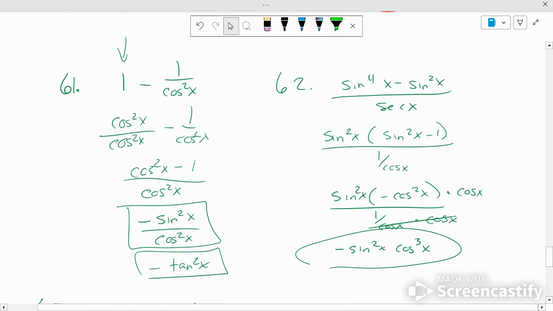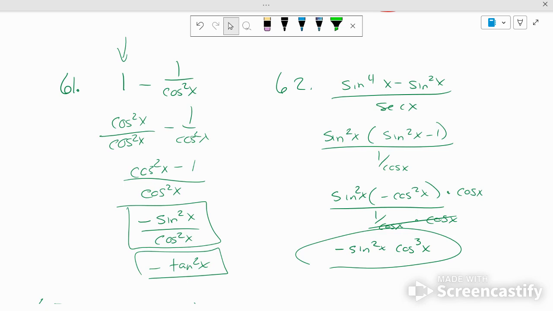61, we have, because we had 61 through 64. So 1 minus 1 over cosine squared of x is cosine squared of x over cosine squared of x minus 1 over cosine squared of x, or just cosine squared of x minus 1 over cosine squared of x, which is negative sine squared over cosine squared, which is negative tangent squared. If you stop right there, that's fine. If you went to there, that's also fine.